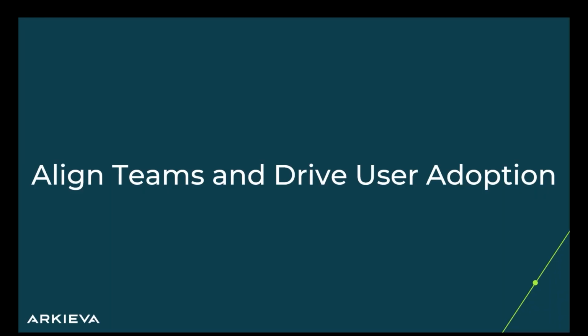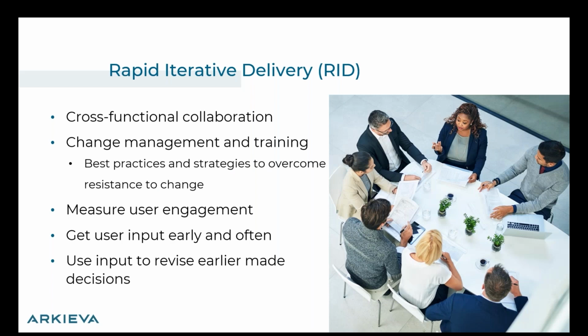Now, we will talk a little bit about aligning the teams and driving the user engagement. One of the key methodologies that Arqiva likes to talk about is the rapid iterative delivery. What is needed in these projects is very often cross-functional collaboration. You will have multiple people from different departments and you want them to work together. And almost always there's change management involved. So you're coming from an as-is process and you're going towards a to-be process. So you have to think about what are the best practices and strategies to overcome resistance to change. Then you have to think about user engagement.